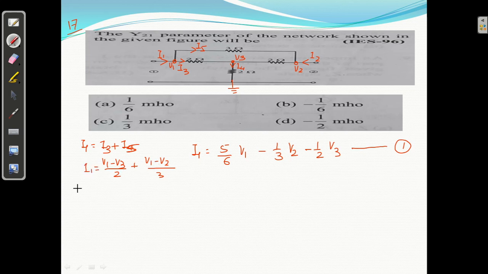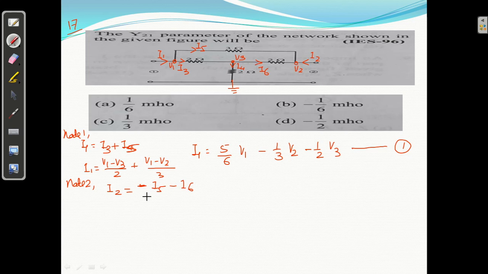Now I am writing the KCL at node 2. KCL at node 2, what will it be? I2 incoming, I5 incoming, I6 incoming, so we have to include I5 and I6 also. So the value of I2 is equal to minus I5 minus I6, right? This plus this plus this, the three are summed to equal 0.